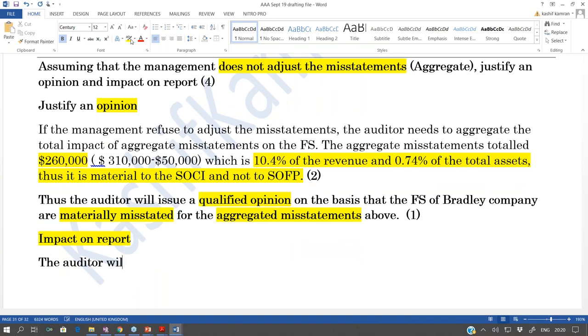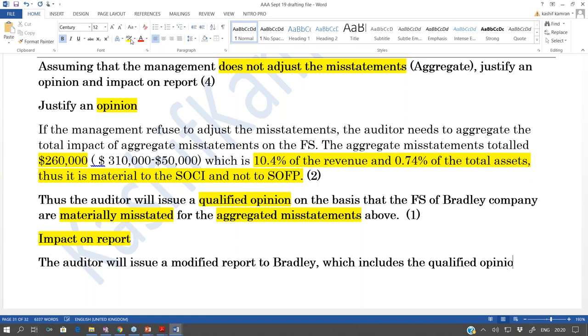Now comes the impact on the report. The auditor will issue a modified report. Is that true? The auditor will issue a modified report to Bradley, which includes the qualified opinion and the basis for qualified opinion. So I'm taking my 4th mark.